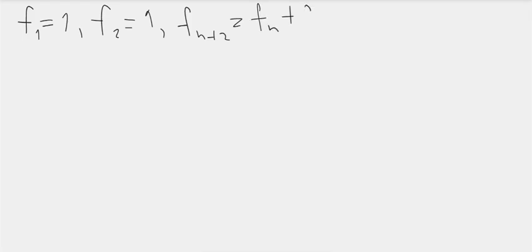So the Fibonacci numbers are defined recurrently. We define that f1 is equal to 1, then f2 is also equal to 1, and then fn plus 2 is equal to fn plus fn plus 1. So now we have a problem: how to find fn, to express it in terms of n.